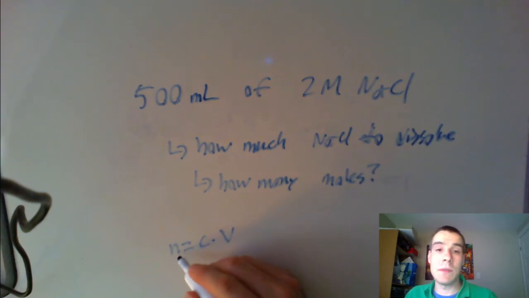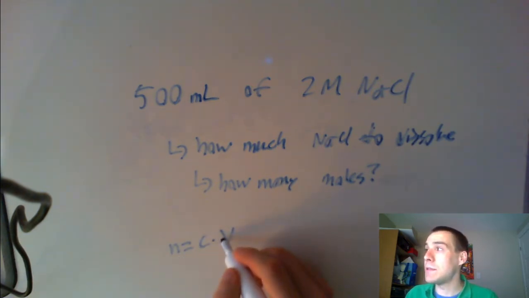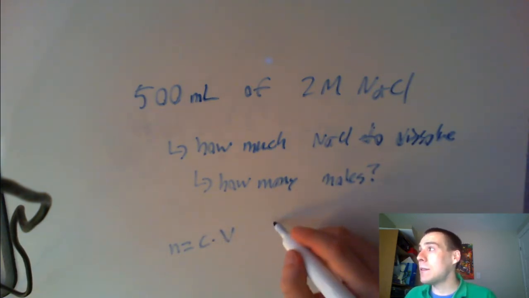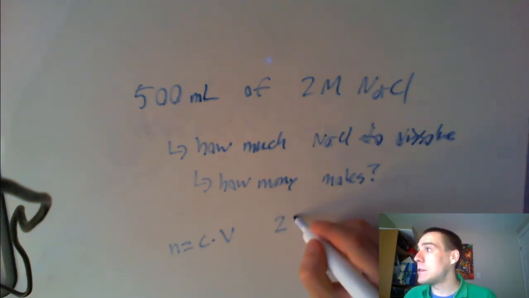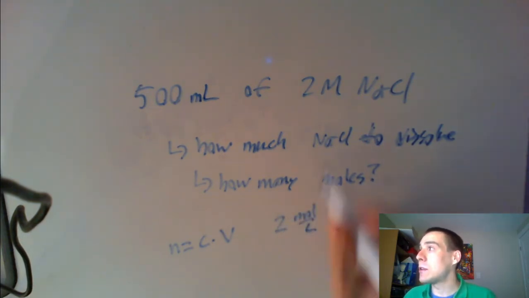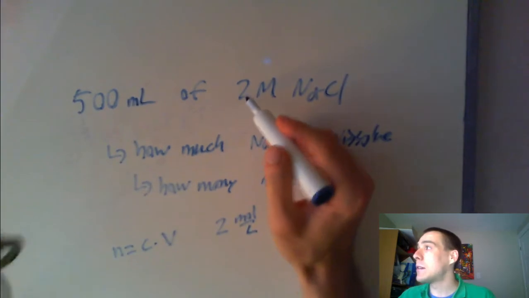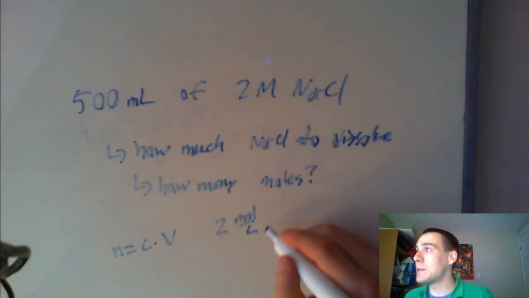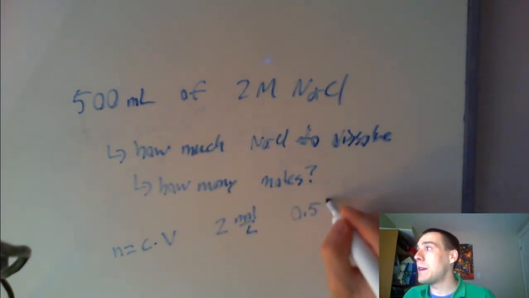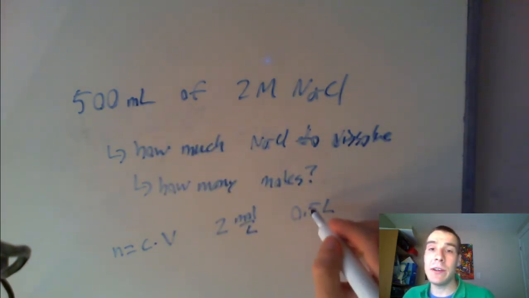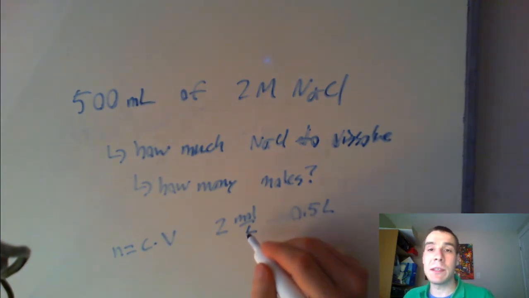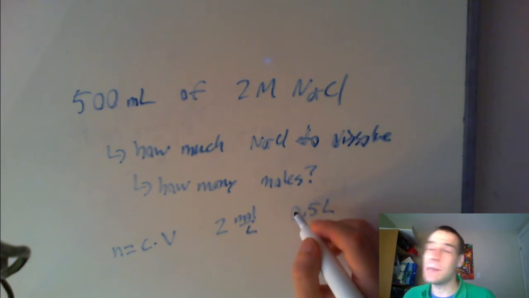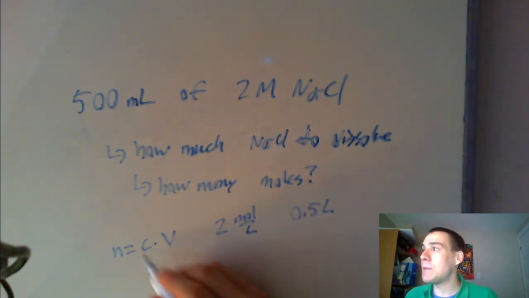The number of moles is the concentration times the volume. Or put it a little bit simpler, it's 2 moles per liter. That's what the 2 M stands for. 2 M is 2 moles per liter. And we have 500 mils, which is 0.5 liters. So we want half a liter, and we want it to be 2 moles per liter. So if 1 liter has 2 moles, half a liter will have 1 mole. But we can do that with the formula as well.